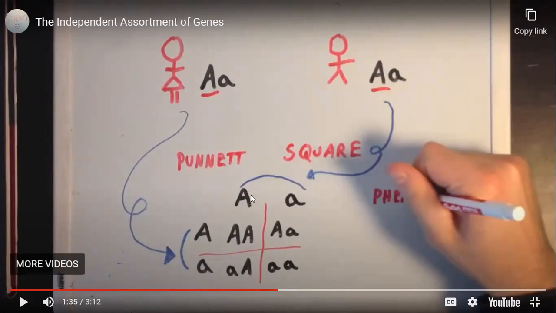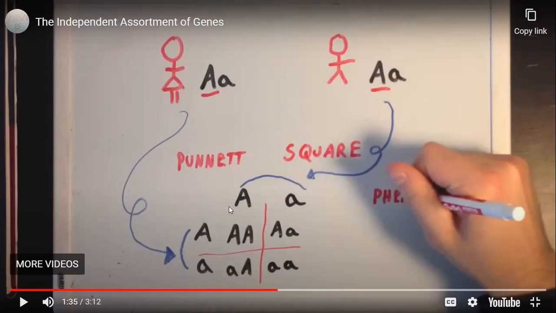When I have cells, for the parents, let's say this is the male, either the sperm will have this allele or this. The female will have either this or this. So some ova will come out like this, some eggs like this, and some eggs like this, and the same for the sperm.